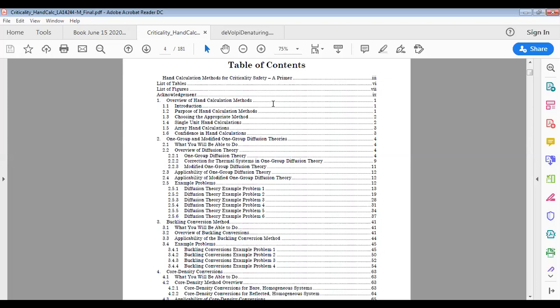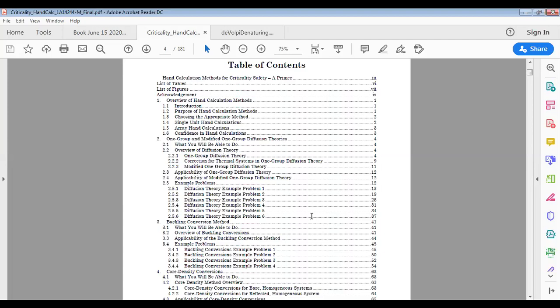Now the table of contents of this report is the main thing I want to show you: one group and modified one group diffusion theories are used. So they're using one group diffusion theory and modified one group diffusion theory here. I just want to show you two examples from here. This is an excellent report. It's available on the net, so I would recommend interested students to spend a weekend on this.